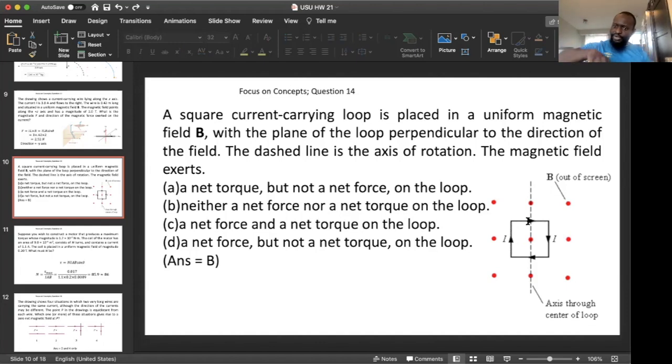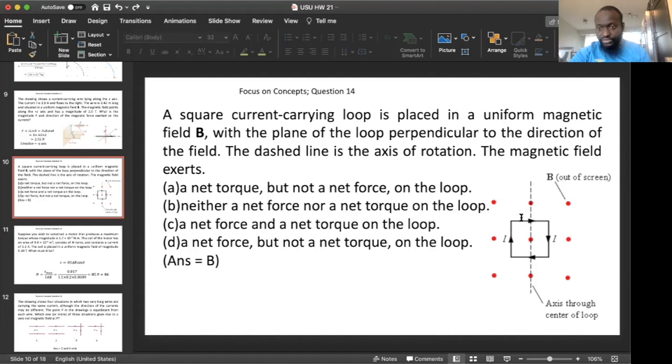Now, when you put it at the bottom, it goes out of the page at the bottom and comes inside the page. Is that okay? Like that, and comes inside the page at the top. So you have a force going in this direction. Is that okay?